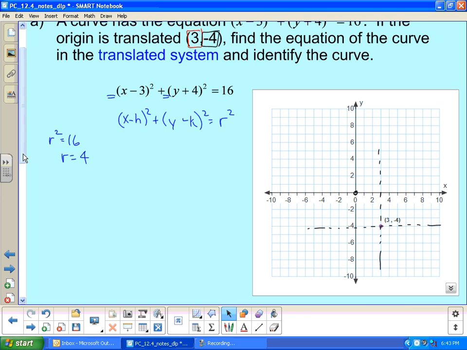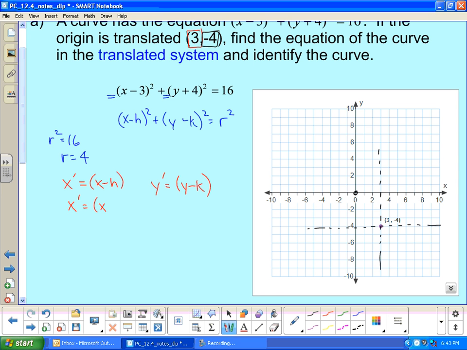And so we go back to our translation formulas where we found out that we said x prime was equal to whatever x minus h is. And y prime was equal to whatever y minus k was. So that must mean in our situation that x prime is equal to x minus 3, and y prime must be equal to y plus 4. That must mean then my equation in translated system form would no longer be x minus 3 squared plus y plus 4 quantity squared equals 16.